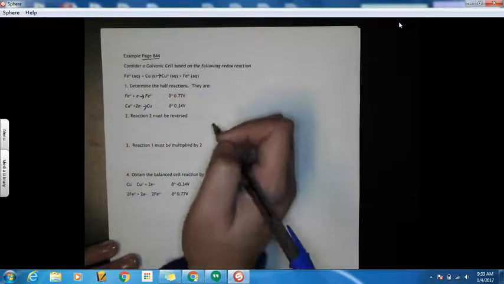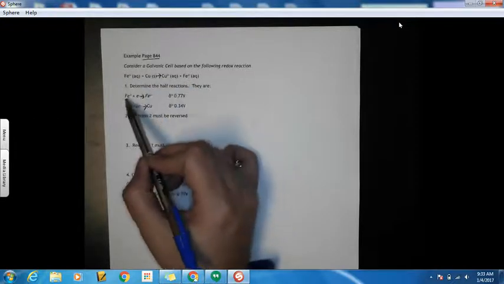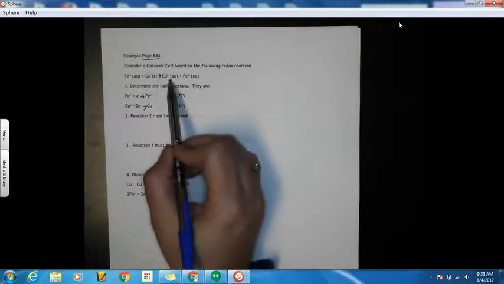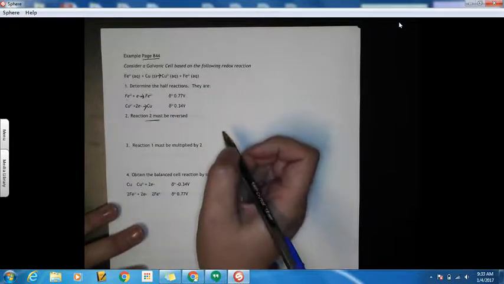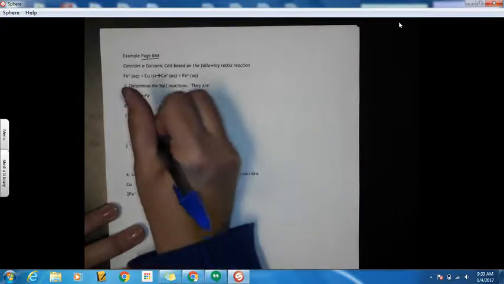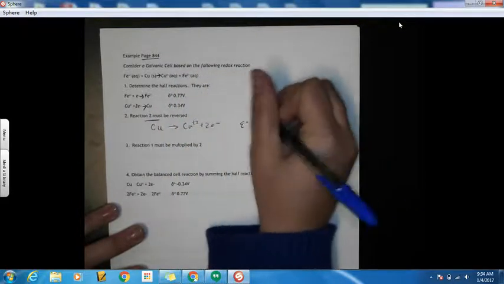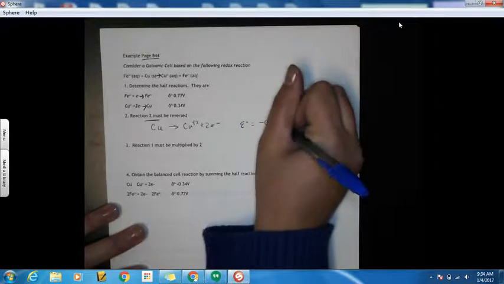And again, that came from that chart in your textbook. And then the other half reaction is our copper plus 2 and 2 electrons going to copper. So if we look at this reaction up here, we see iron plus 3 going to iron plus 2. That matches what that is doing. So that is reducing. But here we see copper going from 0 to plus 2, which is opposite of this, which means we must reverse the second reaction. And so when we do that, we get copper solid going to copper plus 2 and 2 electrons, and then the E value becomes negative 0.34 volts.